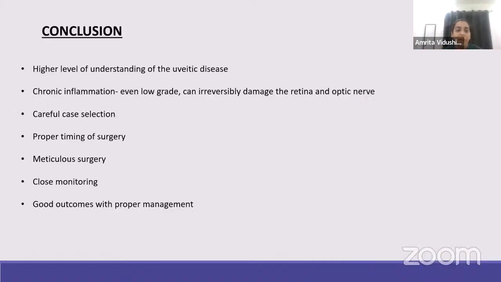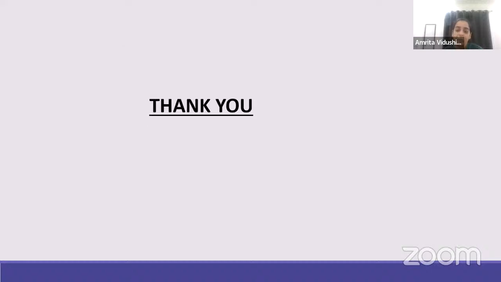So, concluding, with the higher level of understanding of uveitic disease, we now know that chronic inflammation, even of a very low grade, can irreversibly damage the retina and the optic nerve. So we have to have very careful case selection with proper timing of the surgery. The surgery has to be very meticulous with minimum induced inflammation, and with close monitoring of our post-operative patients. Keeping all these things in mind, we can achieve good outcomes with proper management of uveitic cataracts. Thank you.